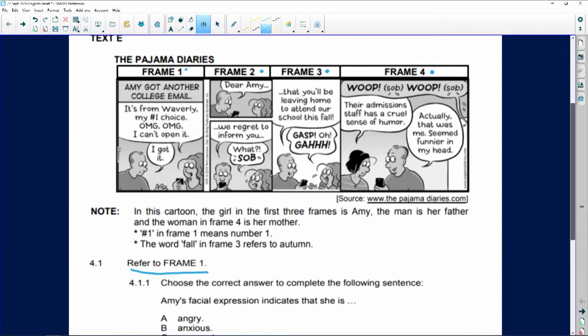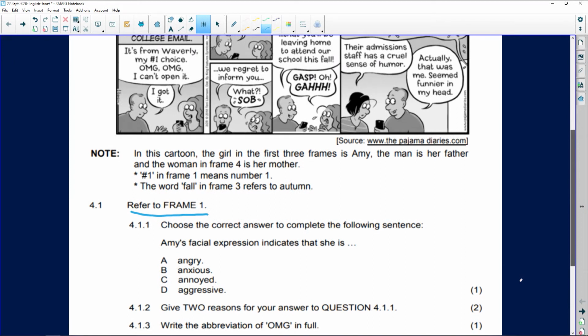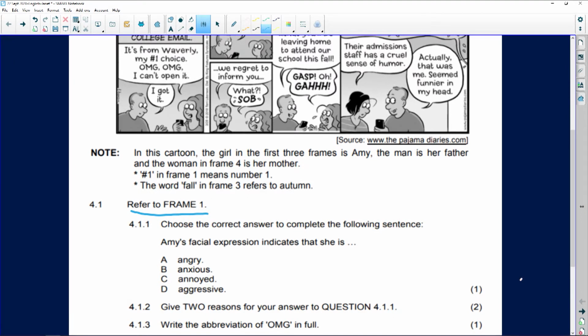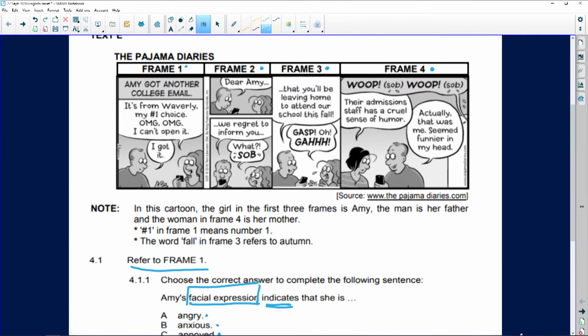Fine. Choose the correct answer to complete the following sentence. So we have facial expression. You know from emojis what facial expression is. It indicates, is that the problem? It shows that she is. We should know what angry means. Anxious is worried. Annoyed is irritated, so not quite as strong as angry. And aggressive is somebody who's about to attack you. Okay, so with that, we come back to frame 1.